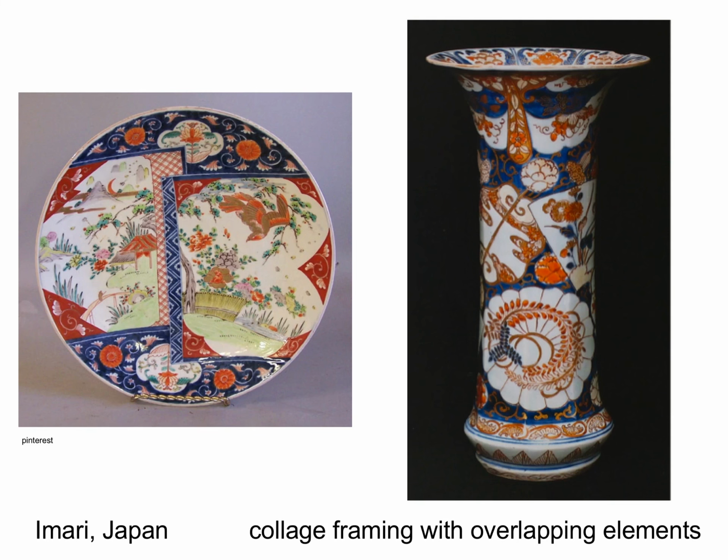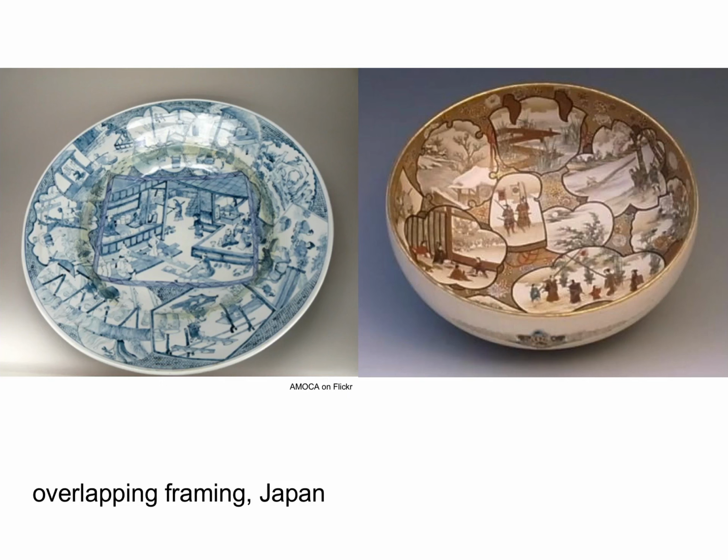Another form of pictorial space is the use of collage framing with overlapping elements. This use of fragmented images, compositions of a number of images overlapping one another, again, is something that I believe happens first in pictorial ceramics in Asia and in Europe, and is a precedent to those kinds of collage developments that will happen in the 20th century in art making. Here are two other examples of overlapping framing happening in Japan.